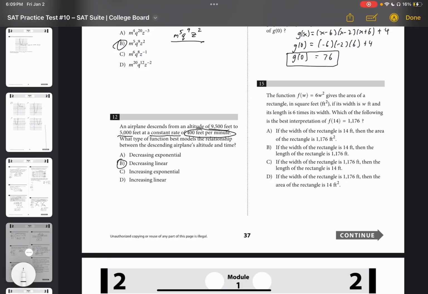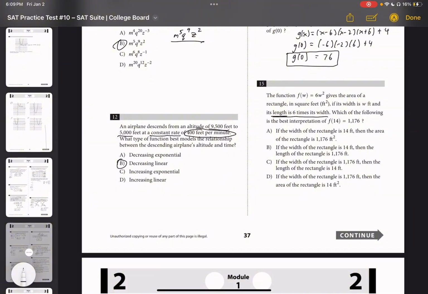Question 15, the function f of w equals 6w squared gives the area of a rectangle in square feet. If the width is w feet and its length is 6 times its width, which of the following is the best interpretation of f of 14 is equal to 1176? Well, we don't need to know the length in this scenario unless the answer choice states the length and we have to solve for it.